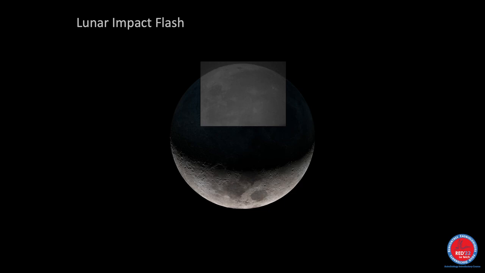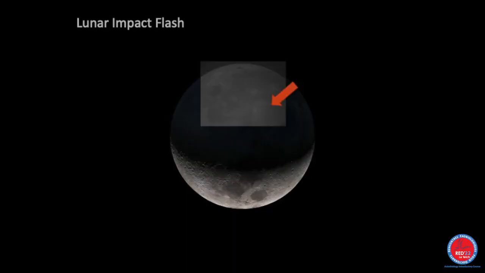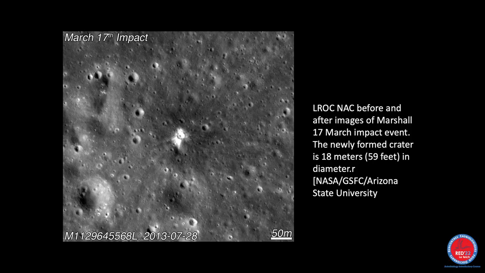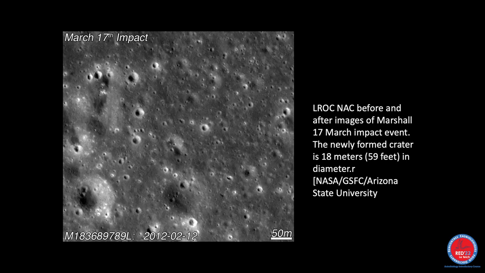If you look here, can you see that? This white thing is called a lunar impact flash, and this is nothing else than a piece of space rock hitting the Moon. From time to time, we can even observe the crater that has been formed due to this impact. This is an example of an impact crater that was formed on March 17th, 2013, sorry. We have been able to measure the diameter of this crater to be 18 meters. Thanks to that, we are able to model the size of an impactor as well as its velocity.